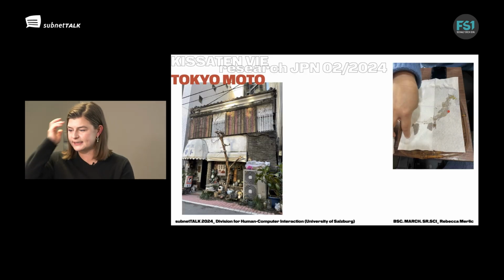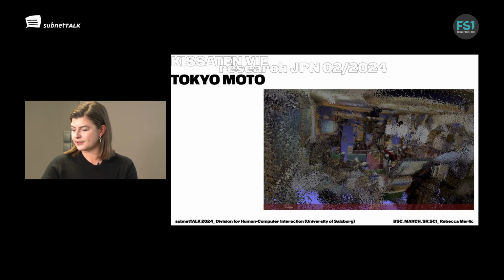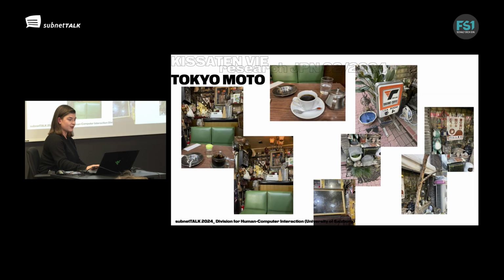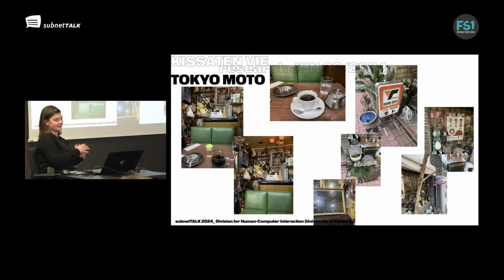So this is how a Japanese Kissaten can look. This is one of my favorites. It's called Tokyo Moto, and the owner is an art collector his whole life. So the whole Kissaten is stuffed with antiques and paintings, and also paintings from famous painters, very similar to Austrian coffee houses, where it was always a hotspot for artists and writers to meet.